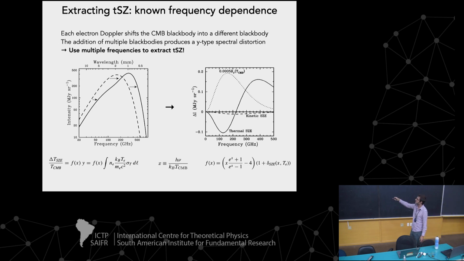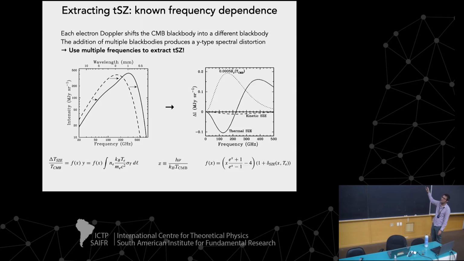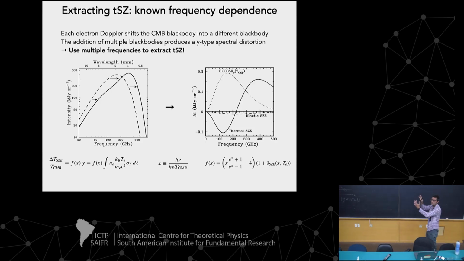So in temperature units, the SZ effect is given by this frequency dependence, where x is the frequency in units of CMB temperature, times, again, density times temperature. The frequency dependence you can compute from first principles, and it's plotted here. What's remarkable about it is, one, it is known pretty much exactly from first principles, which is very helpful for extracting the signal. And two, it is negative at frequencies below 220 gigahertz and then positive. If I shift the overall spectrum to the right, at low frequencies, I have reduced the intensity, and at high frequencies, I have enhanced it.